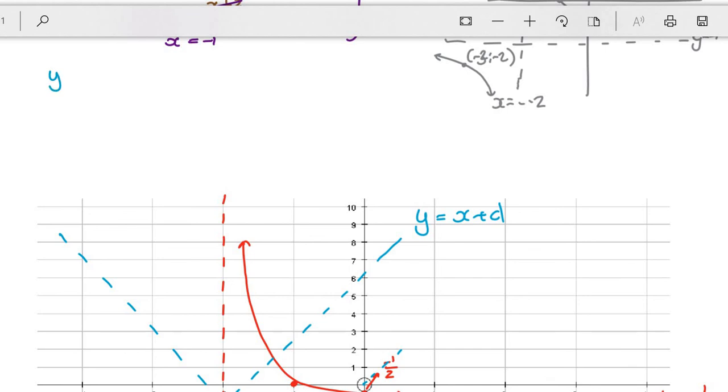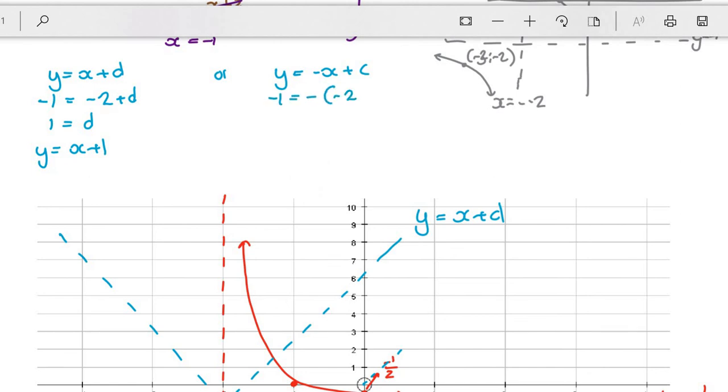So if I have y is equal to x plus d, I know that the point of intersection is when y is negative 1, x is negative 2, and I get d is 1. So therefore y is equal to x plus 1 is one of my axes of symmetry. Note I definitely didn't draw to scale. And then negative x plus c, if I substitute in exactly the same point, just careful, it's negative 2, which actually becomes negative 3, I think. So y is equal to negative x minus 3 is my other axis of symmetry.